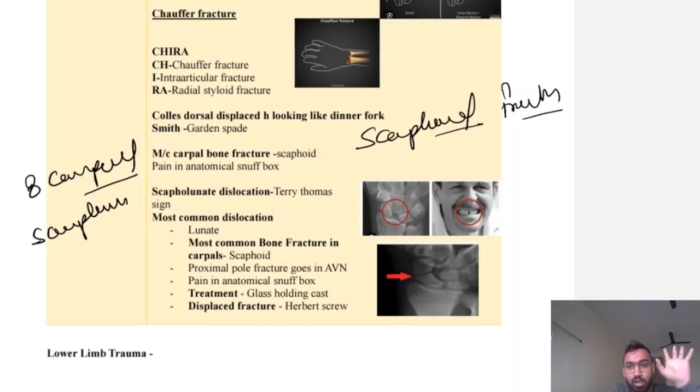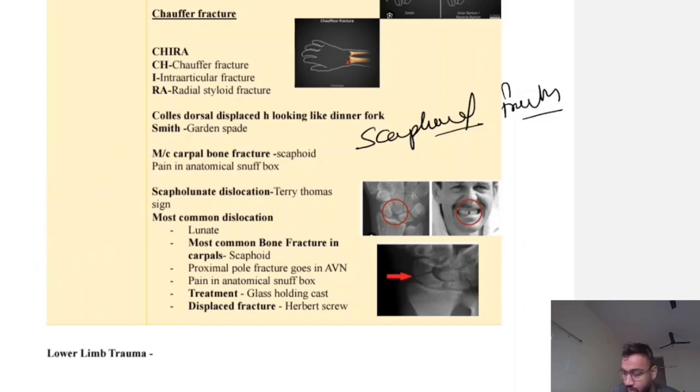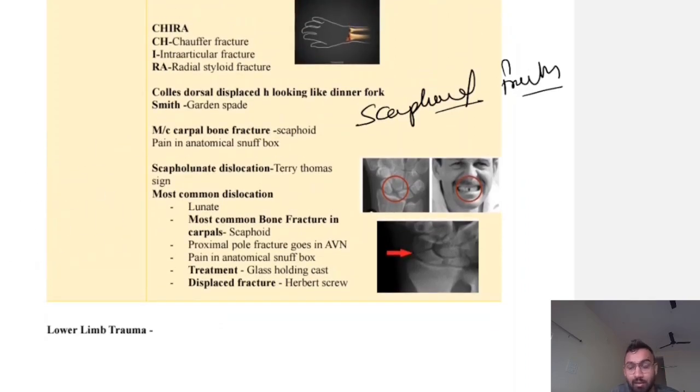If someone is falling on the outstretched hand, what will he do? He will try to put his hands on the ground. If he tries to put the hands on the ground, it leads to scaphoid fracture. It is the most common carpal bone which gets fractured. Now, why are we studying this fracture? Why is it very important?